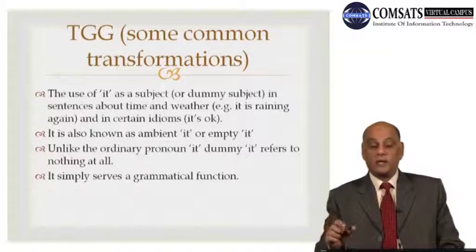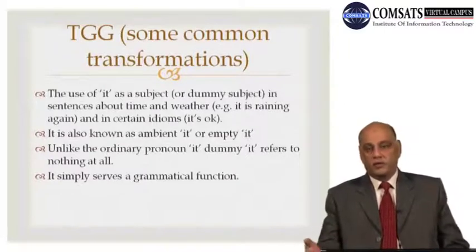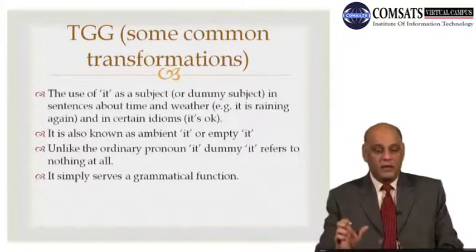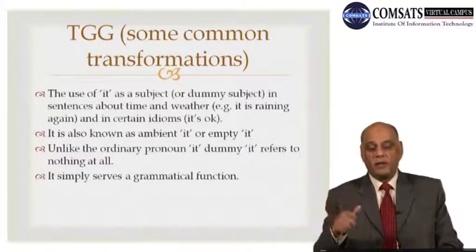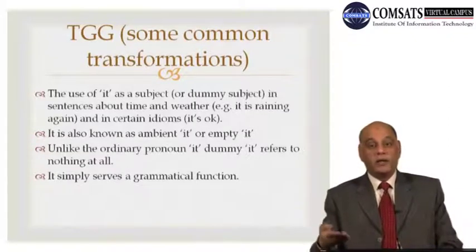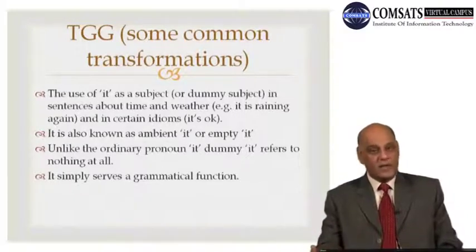The use of it as a subject or dummy subject is seen in sentences about time and weather. For example, it's raining again, and in certain idioms, it's okay. It's also known as ambient it or empty it. Why do we call it empty it? Because it doesn't mean anything. Sometimes you're just introducing it for grammatical sake. It serves a grammatical function, but it doesn't have a link with the meaning. Even if it's not there, you understand the subject.